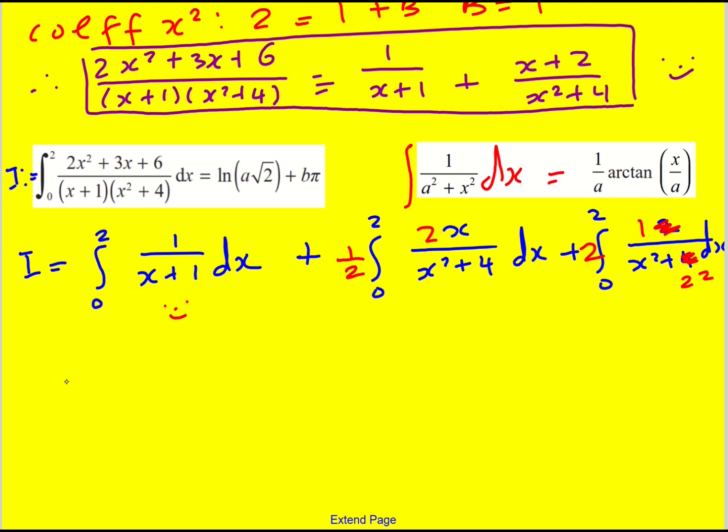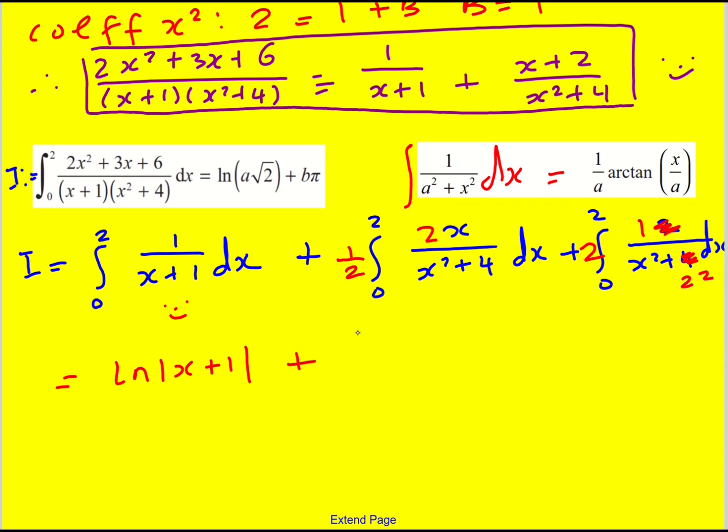Let's deal with it then. So I'm going to get ln of x plus 1. And remember, we know that when we differentiate ln x, we get 1 over x. When you differentiate, say, ln of x plus 1, you're going to get 1 over x plus 1 times by the derivative of the inside. That's just 1. So it all works out.